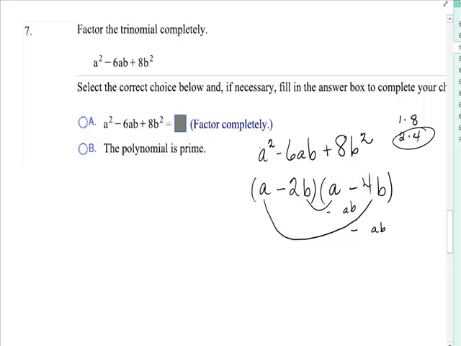A times A is A squared. Outer product is negative 4AB. Inner product is negative 2ab. Those add to be negative 6ab. Remember, when you add like terms, you don't change the exponents. When you multiply, negative 2 times negative 4, that's positive 8. b times b is b squared. So there are my factors.